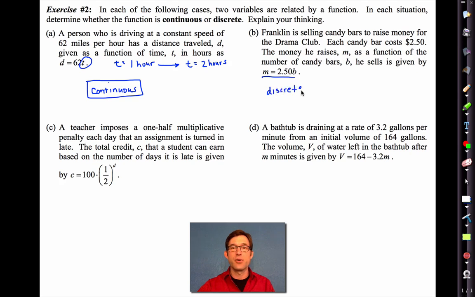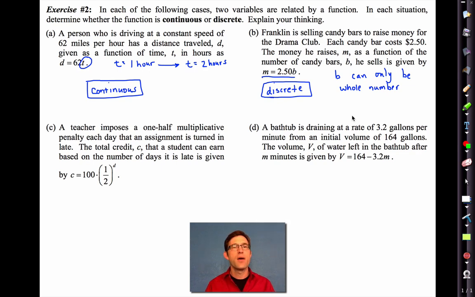All right, this is very similar to our lemonade example, right? And it's discrete because B can only be whole numbers. All right? So you can sell 1 candy bar, 2 candy bars, 3 candy bars, 4 candy bars, but you can't sell pi candy bars, 3.1415, etc. You can't sell 2.7654321 candy bars, right? That's why it's discrete, okay? Whole numbers of candy bars.